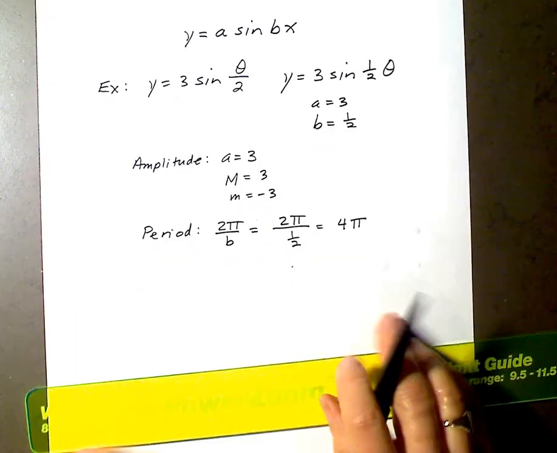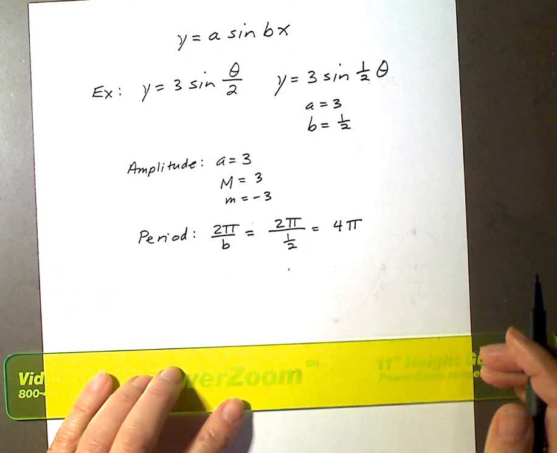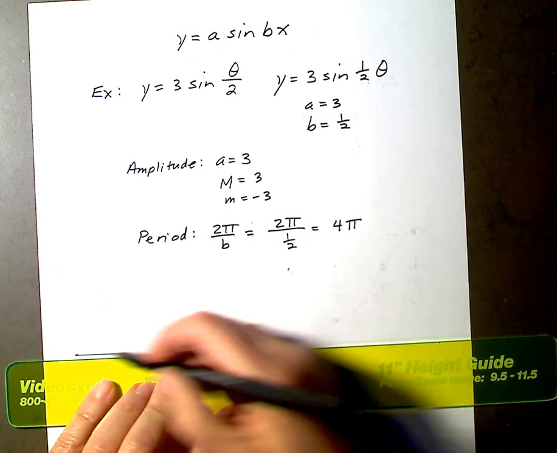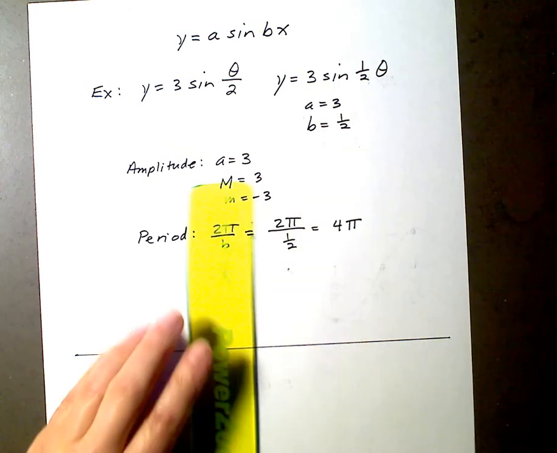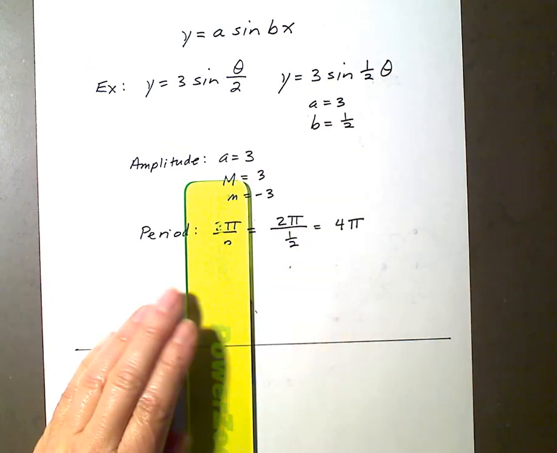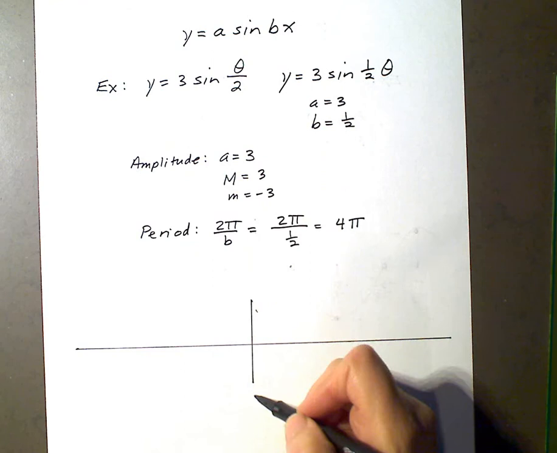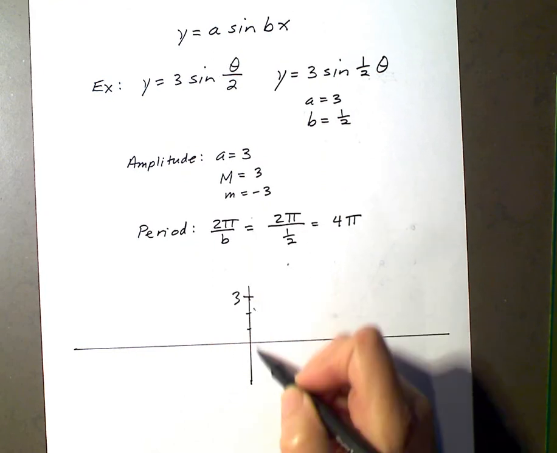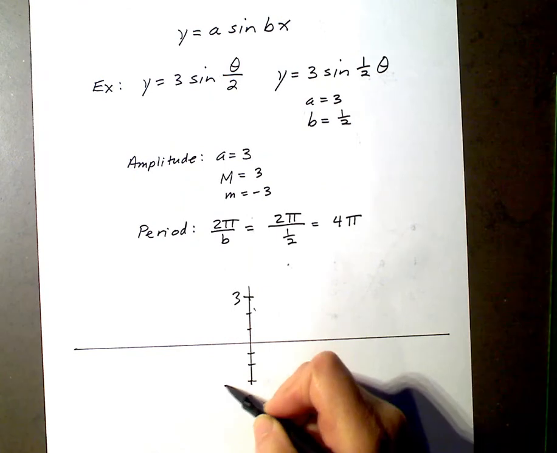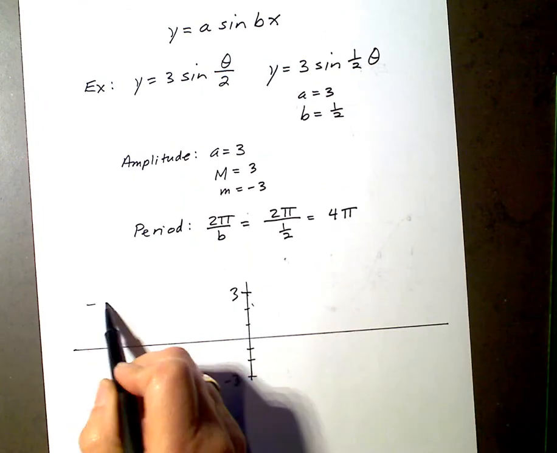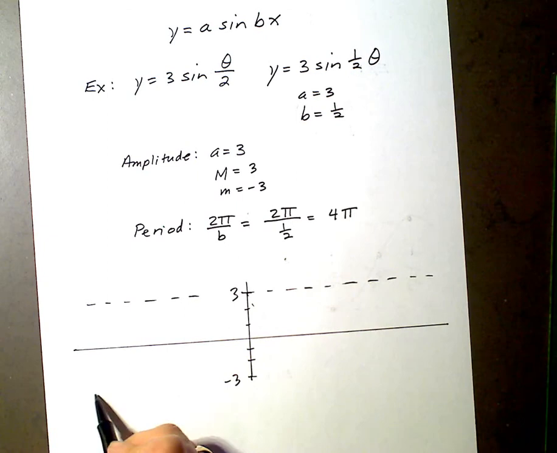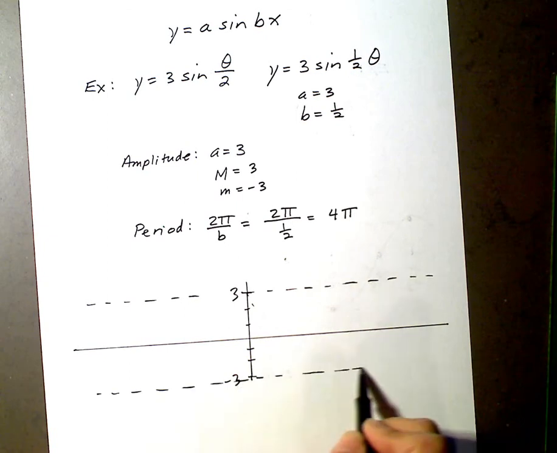So, let me do my x-axis. I'll put a little y in the middle. This has an amplitude of 3. Maximum of 3 and negative 3. I'll sort of dash in where the maximum and minimum will be.